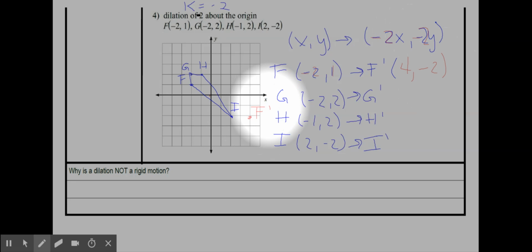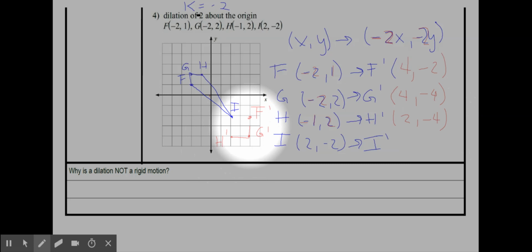And we see since we had a sign change on both our x and our y, we have a little rotation too. So here we have -2 times -2 gives us +4, and +2 times -2 gives us -4. So G prime is 4, -4. For H, -1 times -2 gives us 2, and 2 times -2 gives us -4. 2, -4 gives us H prime.